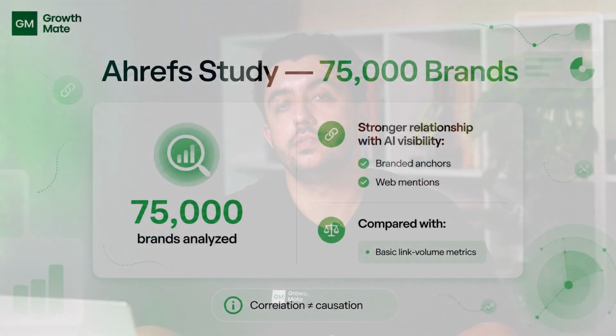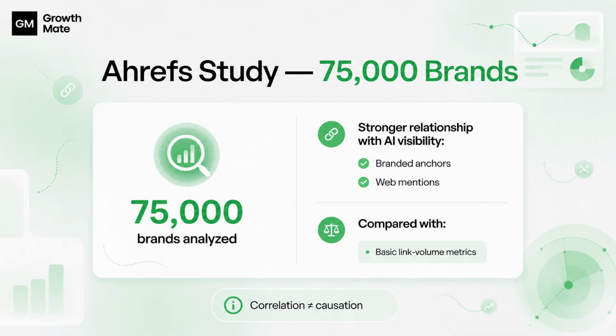An Ahrefs study examined 75,000 brands. The study reported statistical relationships between several web signals. Branded anchors and overall mentions showed stronger relationships with AI visibility. The studied environments included ChatGPT, AI Mode, and AI Overviews. Basic link volume metrics showed weaker relationships in that analysis. However, statistical relationships do not automatically prove direct causation.